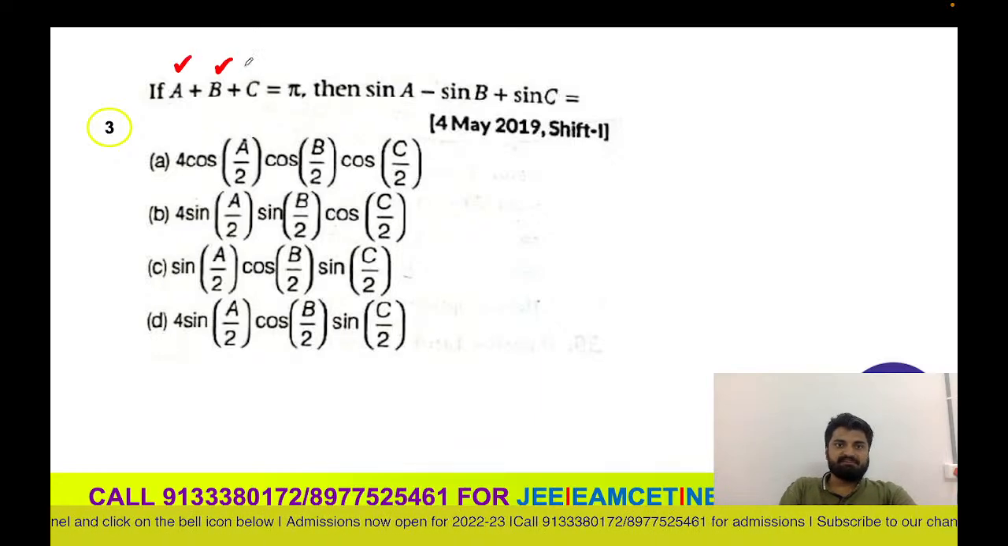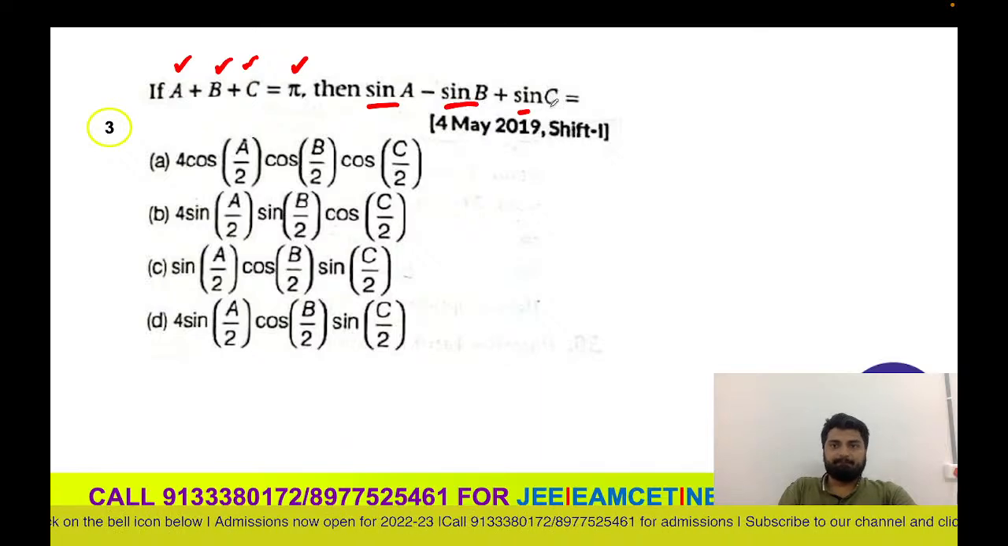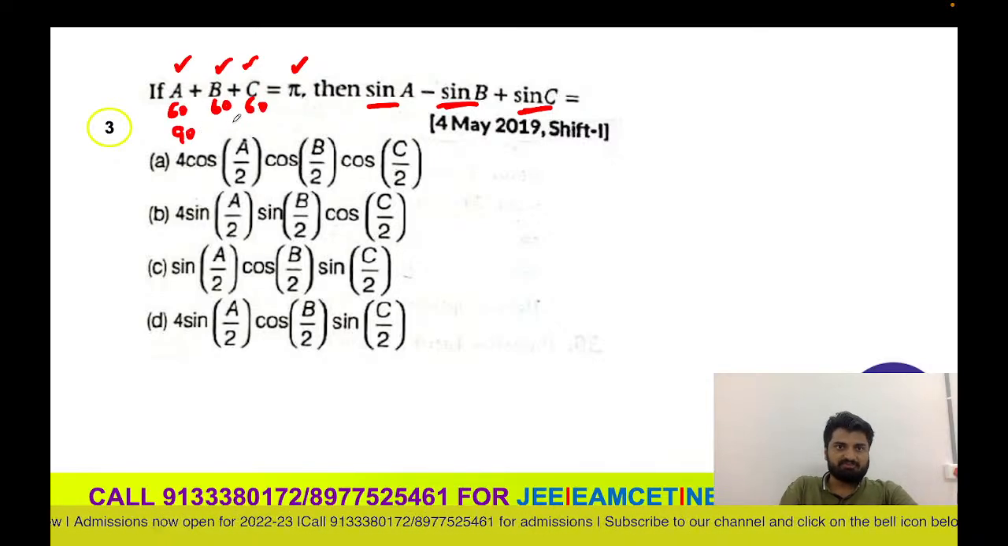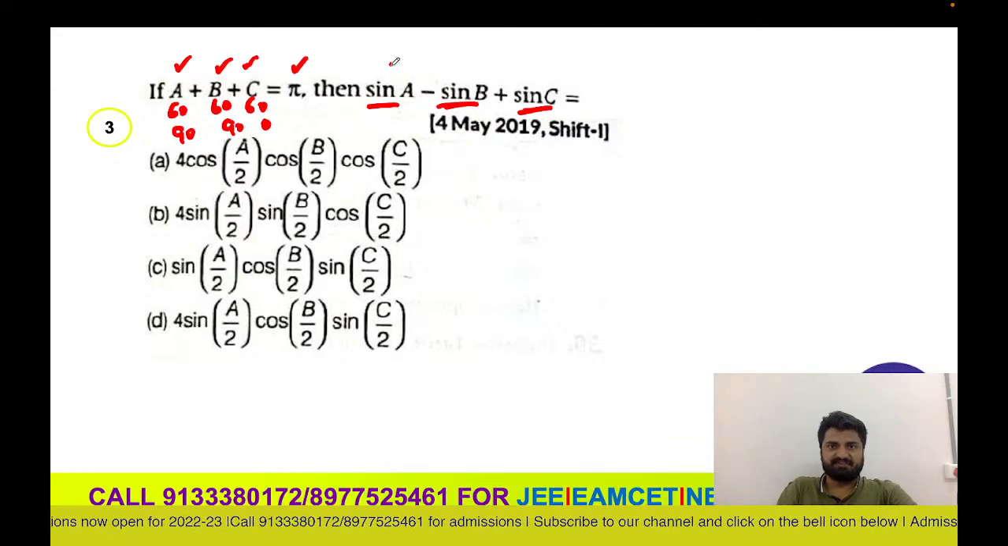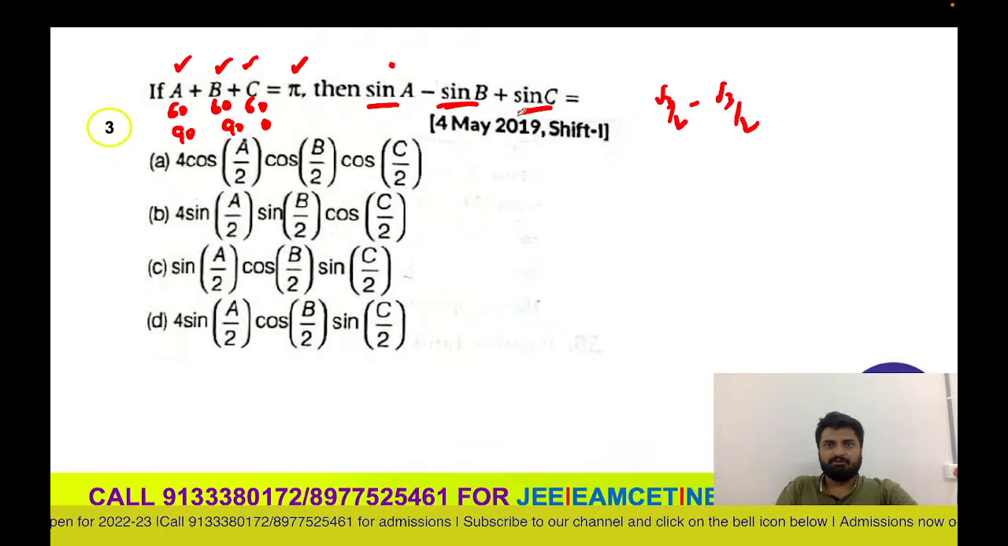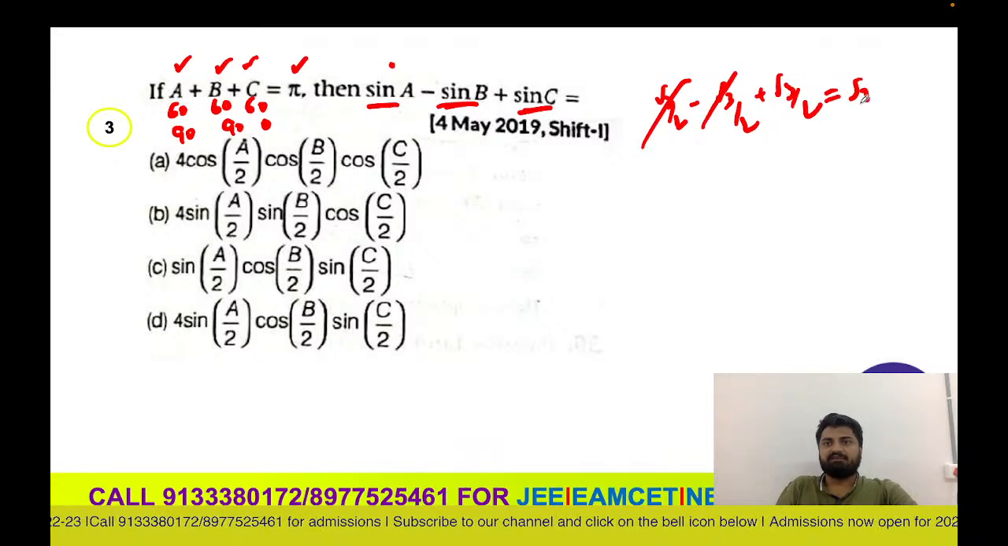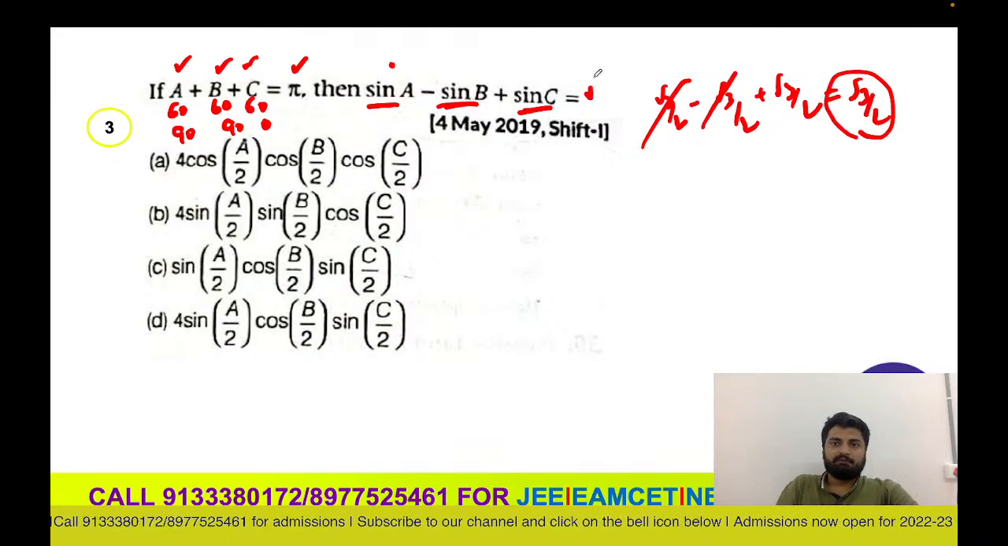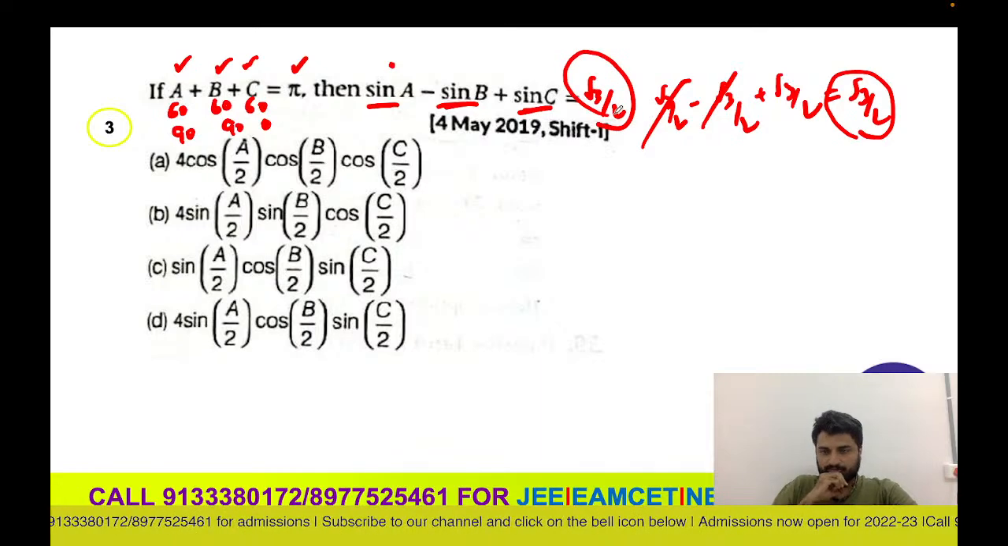A plus B plus C is 180 degrees. Then sin A minus sin B plus sin C is. So, since they have given 180 degrees, I will assume 60, 60, 60, or you can also assume 90, 90, 0 as well. So, if you assume 60, 60, 60, sin 60 is root 3 by 2. This is also sin 60, root 3 by 2. This is sin 60, root 3 by 2. Root 3 by 2, root 3 by 2 cancel. The answer should be root 3 by 2.